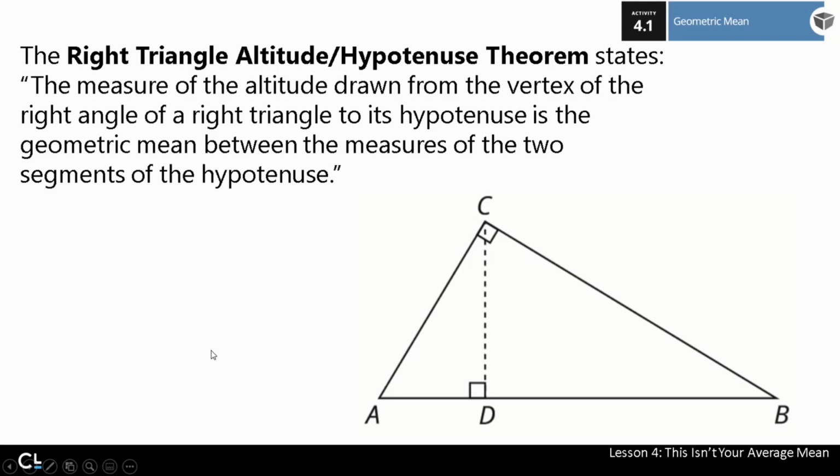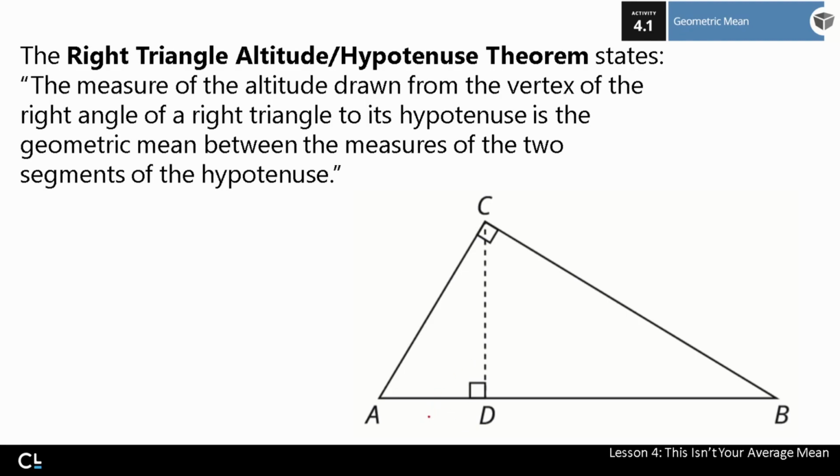Now, let's look at our right triangle altitude hypotenuse theorem. Wow, what a mouthful. Right, so as we said before, this theorem states the measure of the altitude drawn from the vertex of the right angle of a triangle to its hypotenuse is the geometric mean between the measure of the two segments of the hypotenuse. So what does that mean?